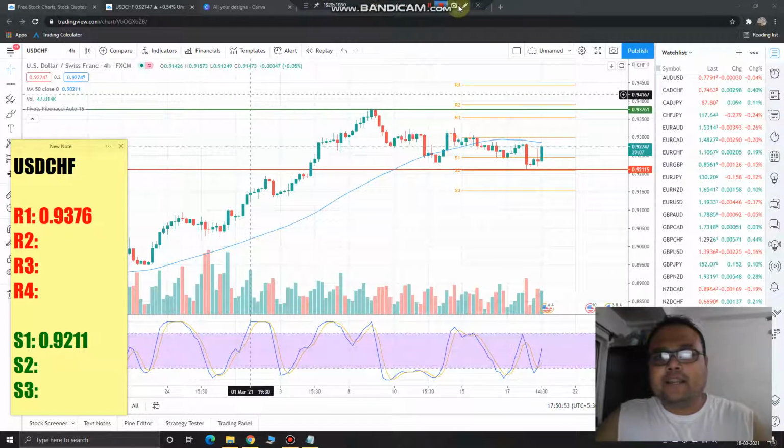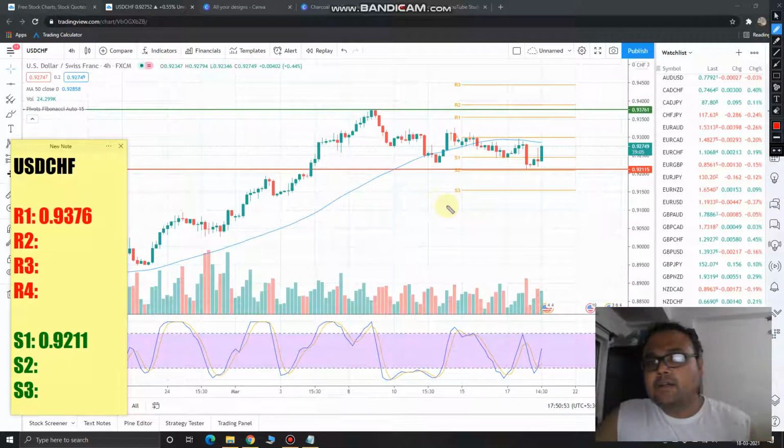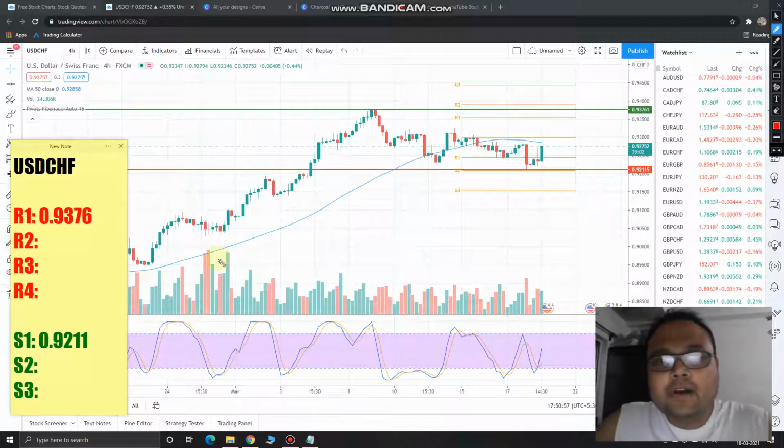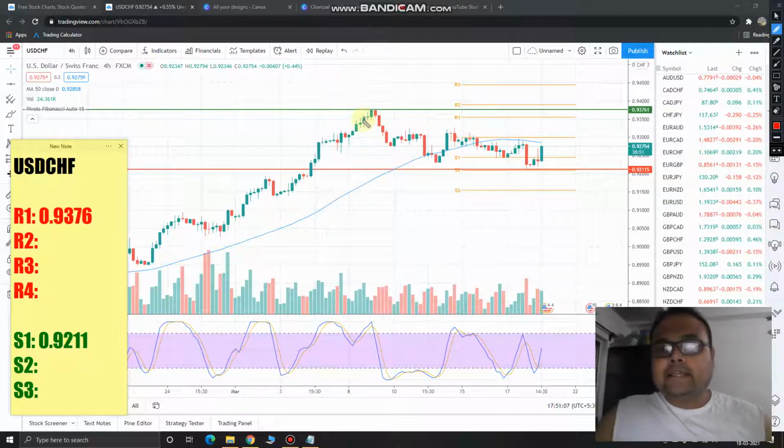Okay, so let me take out the pencil first. So you can see that the beautiful love story of the US dollar Swiss franc is over. The uptrend is over and right now market is in range. And you can see that I have drawn two lines here, one red line and one green line.